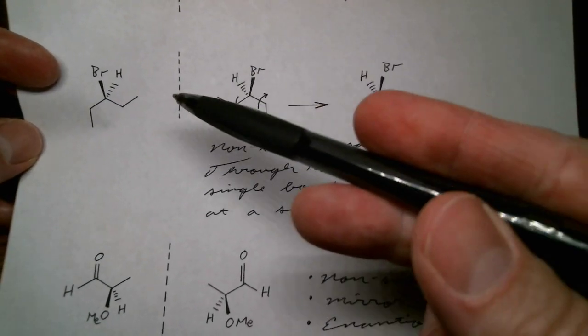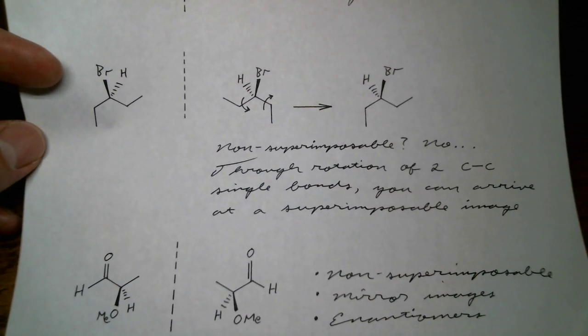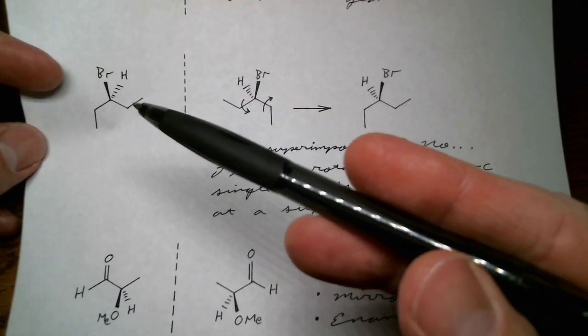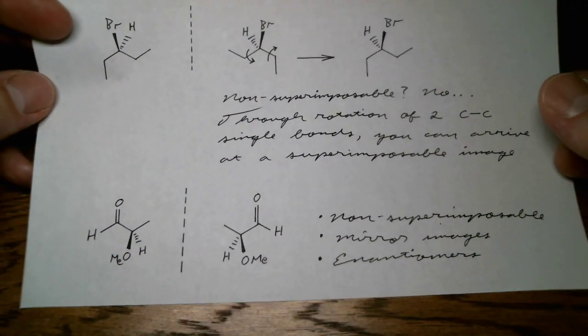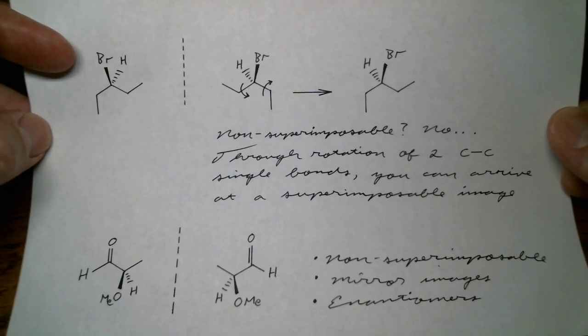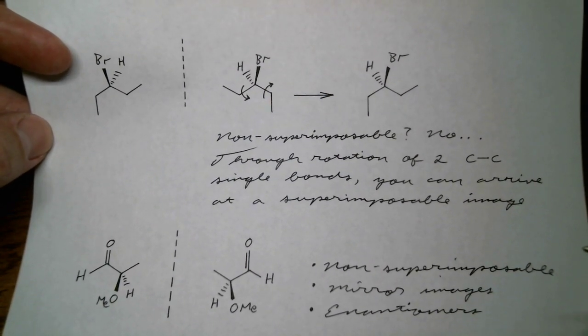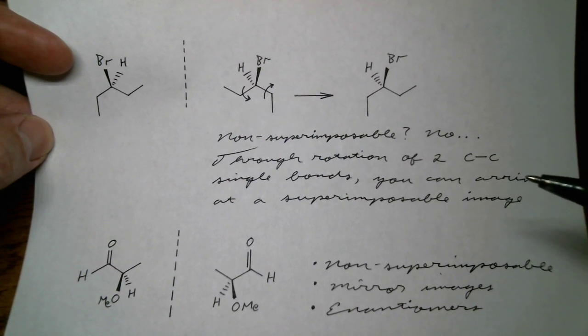So these are not enantiomers. In fact, they are identical. And indeed, we would call this compound achiral. And we'll get to that definition here soon. Achiral molecules do not have non-superimposable mirror images.